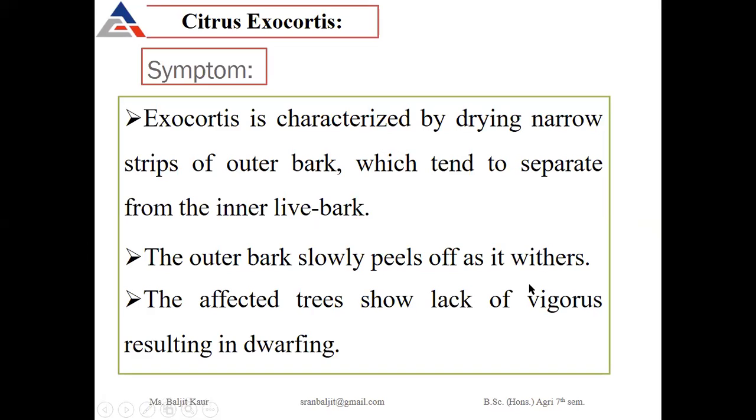Next is citrus exocortis. Exocortis is characterized by drying of narrow strips of outer bark, which tend to separate from the inner live bark. So the outer bark is getting separated from the inner bark. The outer bark slowly peels off as it withers. Okay, so the outer bark withers and it will peel off.